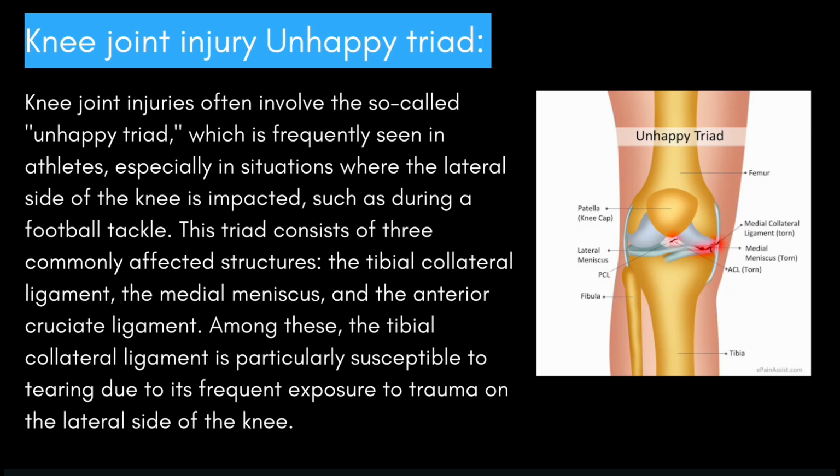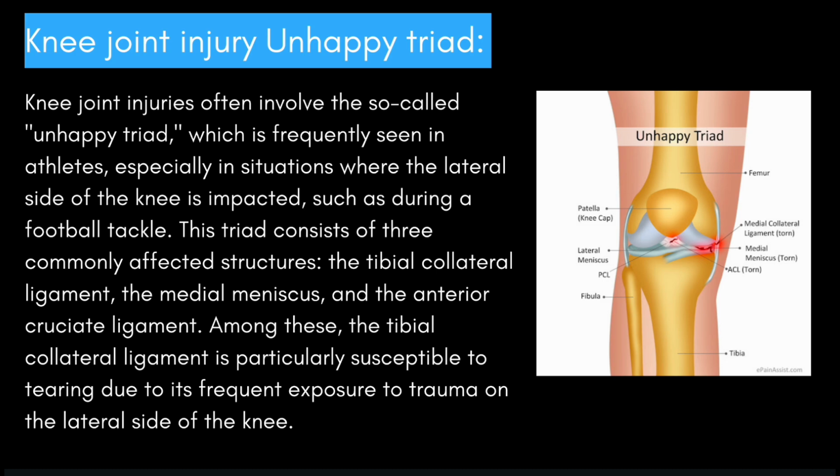Knee joint injury, unhappy triad. Knee joint injuries often involve the so-called unhappy triad, which is frequently seen in athletes, especially in situations where the lateral side of the knee is impacted, such as during a football tackle. This triad consists of 3 commonly affected structures: the tibial collateral ligament, the medial meniscus, and the anterior cruciate ligament. Among these, the tibial collateral ligament is particularly susceptible to tearing due to its frequent exposure to trauma on the lateral side of the knee.